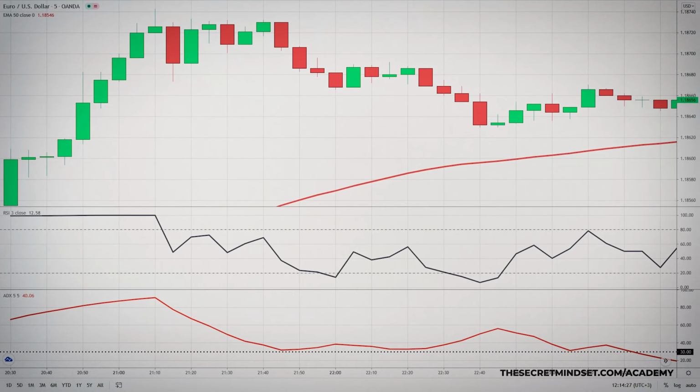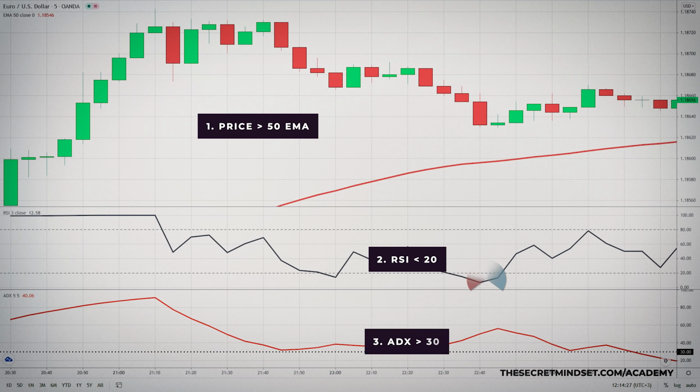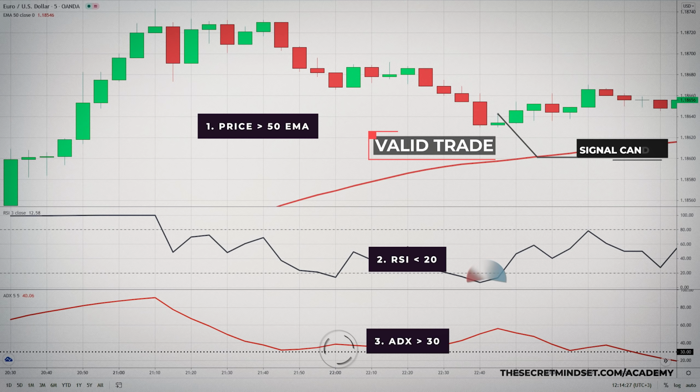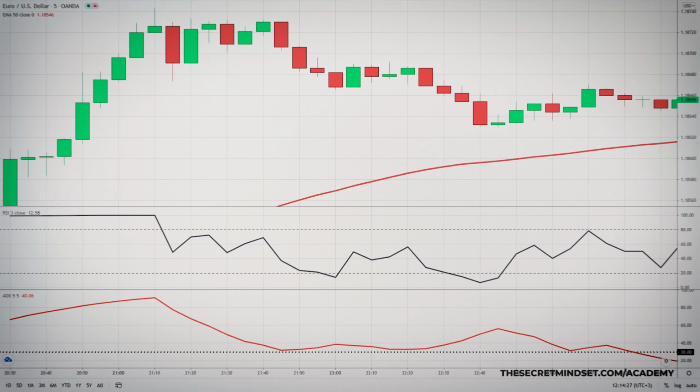The second signal was valid. The same setup, RSI below 20, ADX above 30, price above the 50 EMA, and the next candle after the signal one took out the high of the candle. A successful 1-to-1 risk-reward trade.